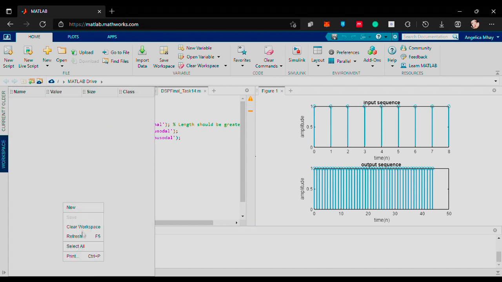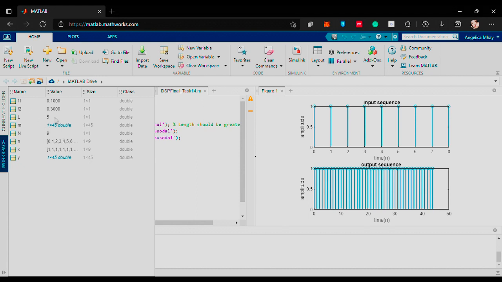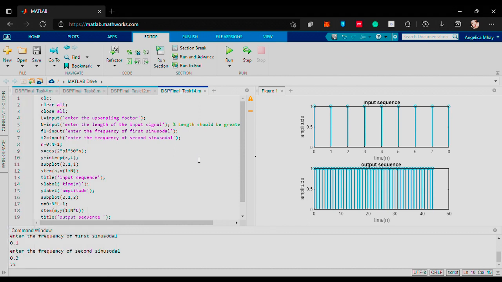For the workspace, we have these values in the signal: F1, F2, LM, N, and RX. And as a conclusion for this task, the interpolation or upsampling procedure followed by filtering is what we show. This procedure employs a sampling technique in which the sampling rate of the signal is increased, as we can see from the input and the output sequence.